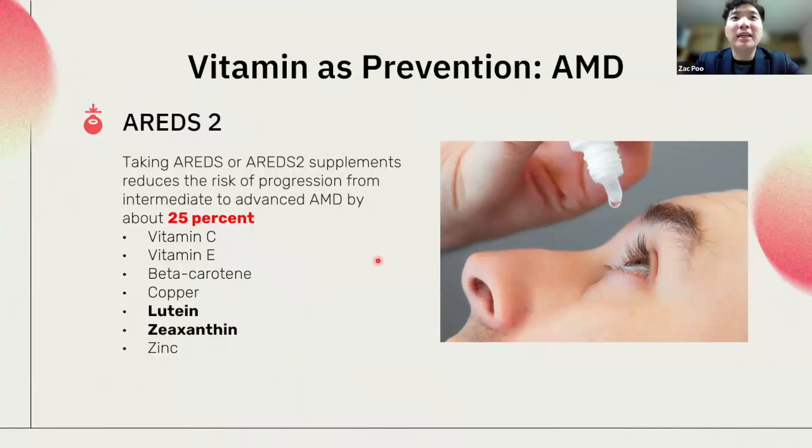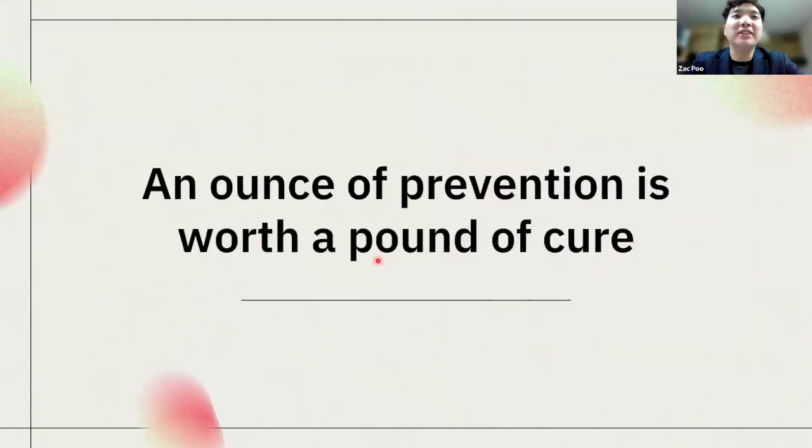So let me end this talk off with a quote here. An ounce of prevention is worth a pound of cure. Whatever prevention that you can do is definitely worth it to prevent all of these eye diseases. And because your sight is one of your senses, it's even more important to take care of it.